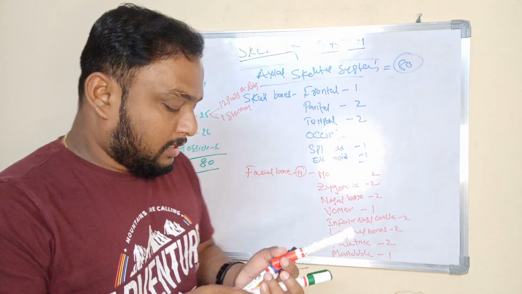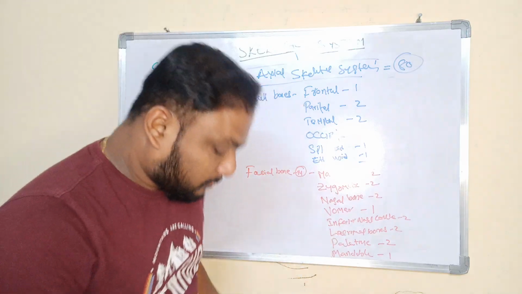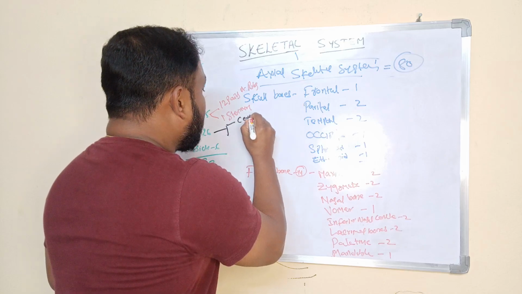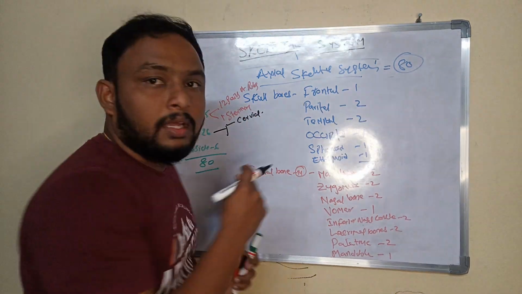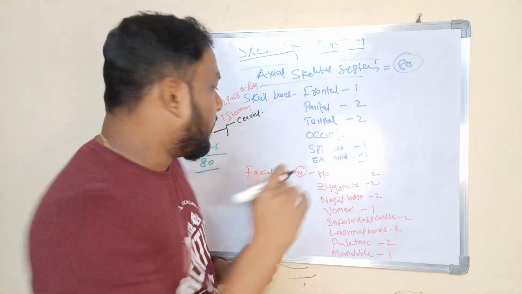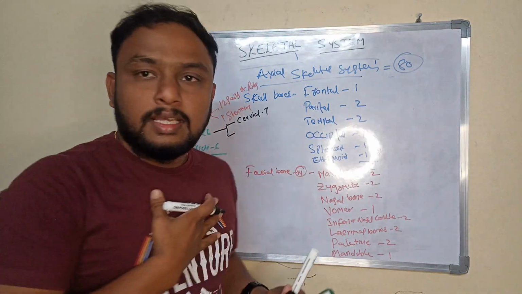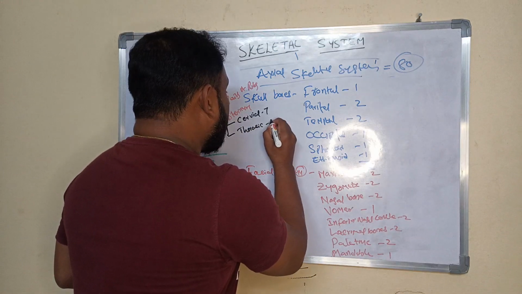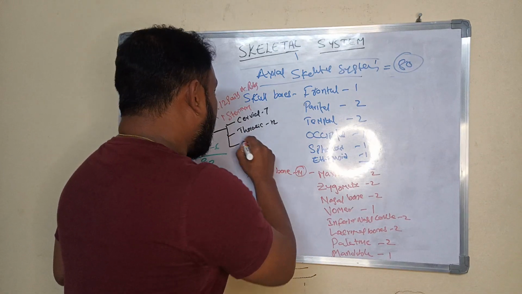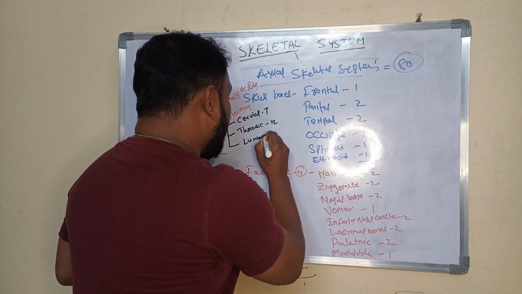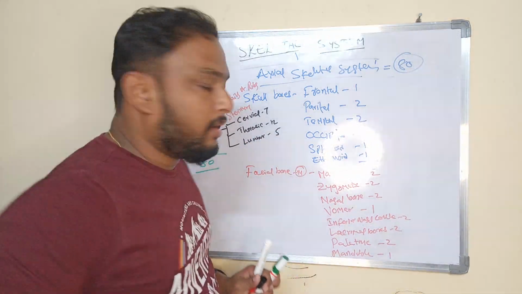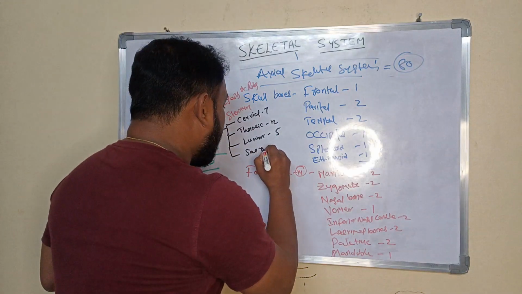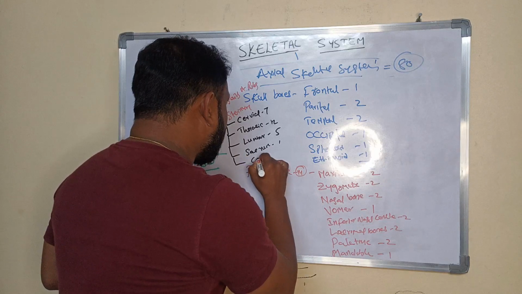Vertebral bones are again divided into regions. Cervical, 7. Thoracic region, 12. Lumbar, 5. Next, one sacrum and one coccyx.